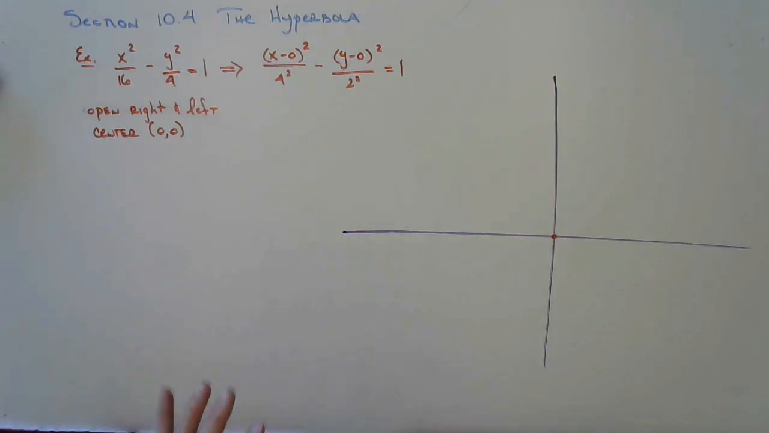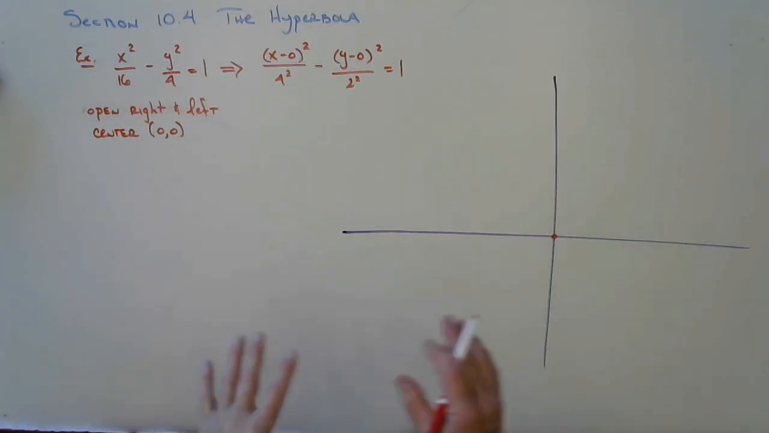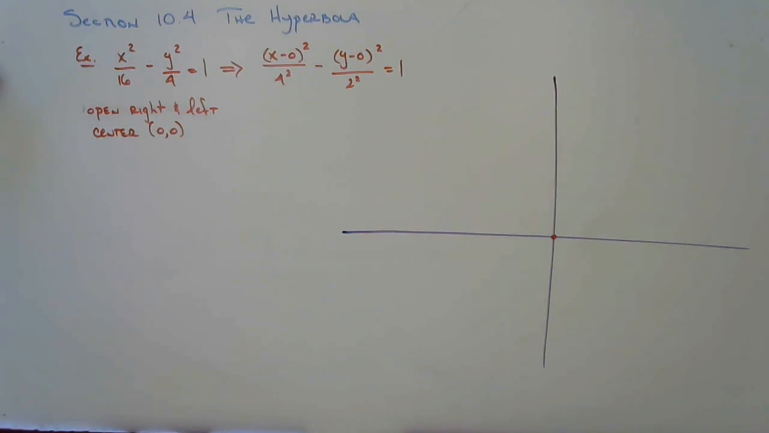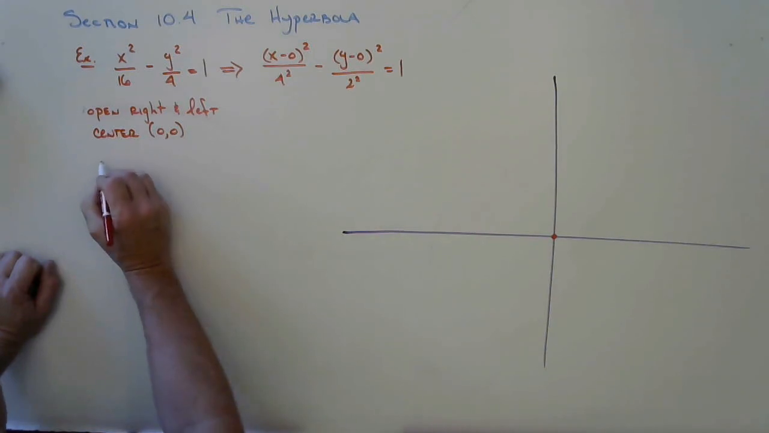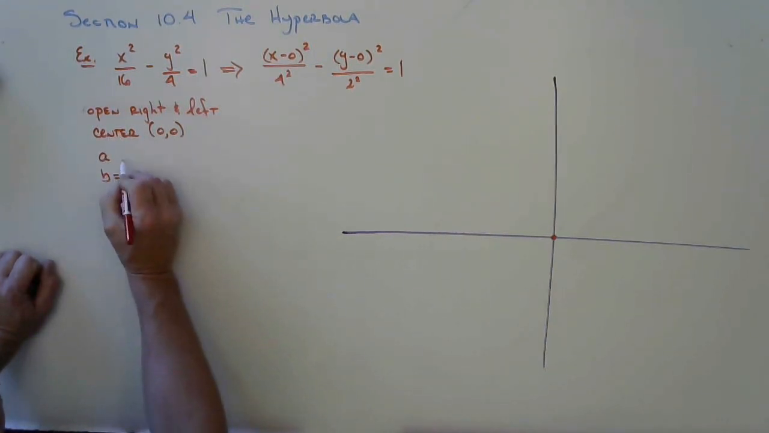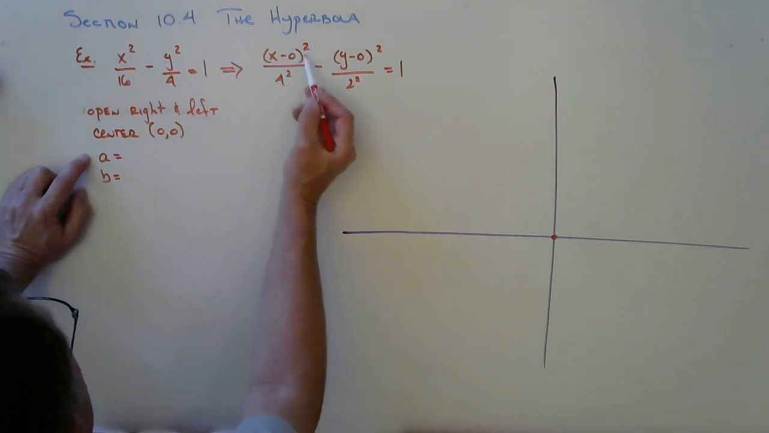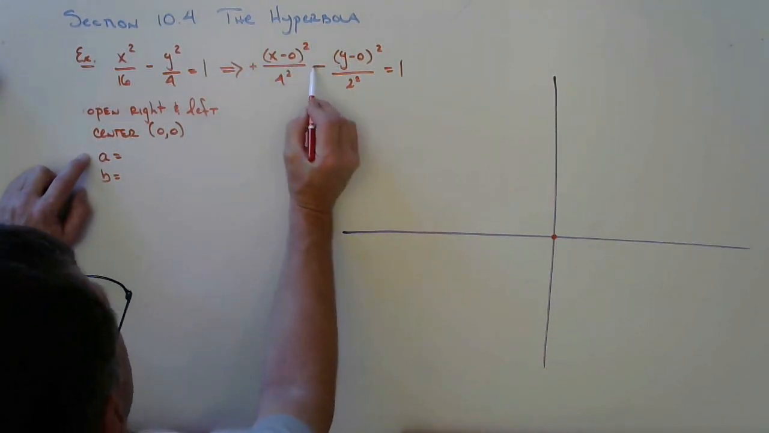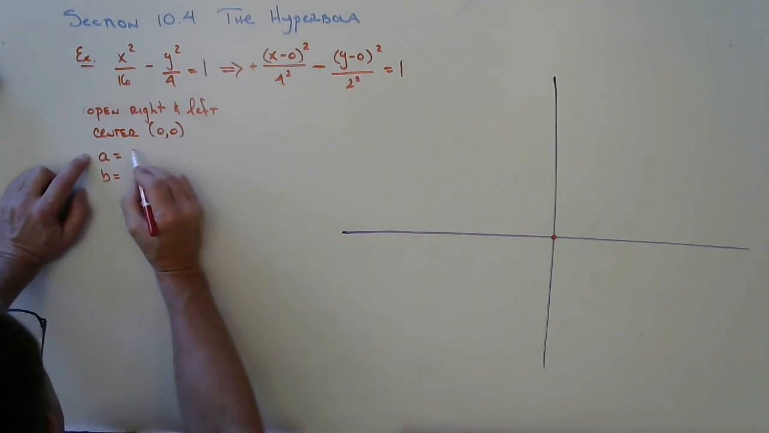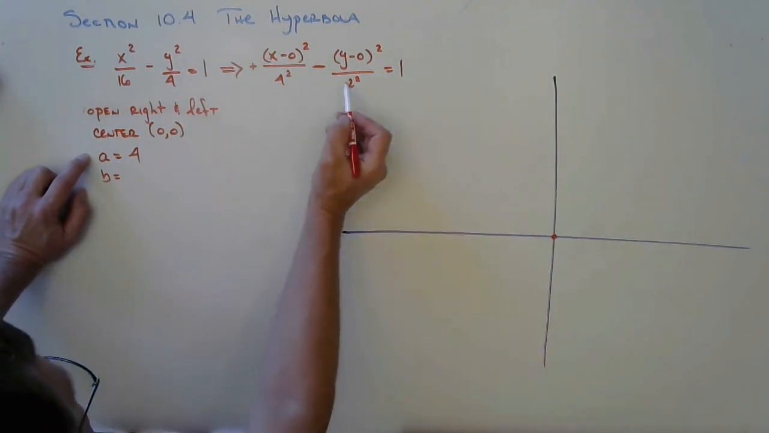Now, how are we going to draw the graph? Well, we're going to use the box method, just like we did back in the ellipse. We're going to draw our box. We're going to do exactly what we did with the ellipse and draw the box, and that's going to help us draw the graph. So in the ellipse, we had to find A and we had to find B so we could draw our box. Now remember, with the ellipse, A was always the biggest number. But for the hyperbola, A is whoever is under the positive term. This one's plus, this one's minus, that's A. So A is 4. Okay, B is 2.